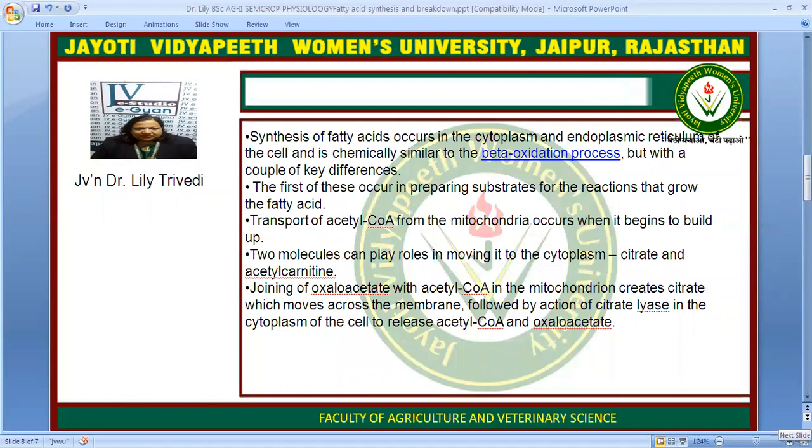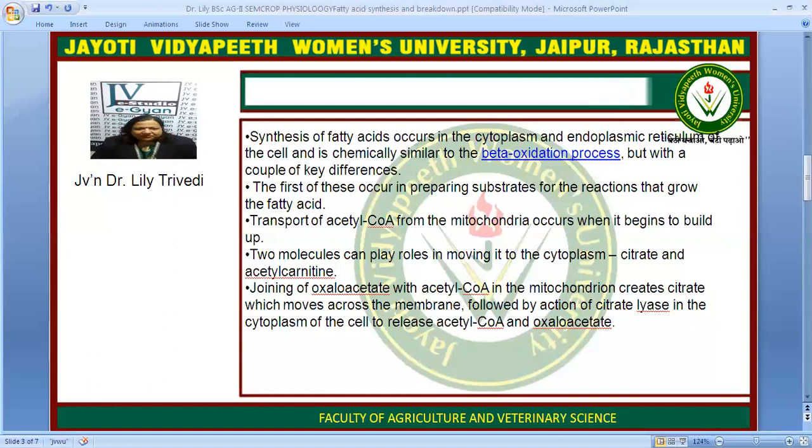Now the synthesis of fatty acid occurs in the cytoplasm and endoplasmic reticulum of the cell. It is chemically similar to the beta oxidation process, but with a couple of key differences. Now what are these key differences? First of all, these occur in preparing the substrates for the reaction that grows the fatty acids. The transport of acetyl coenzyme A from the mitochondria occurs when it begins to build up.